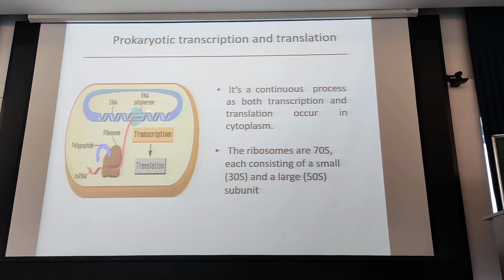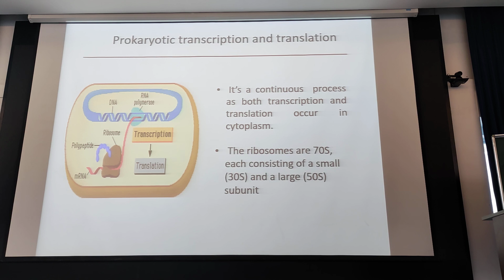So as a result, after the transcription factor, the RNA polymerase starts to synthesize the mRNA. While the mRNA is being synthesized, the ribosome can come and bind immediately to the mRNA and start to synthesize the polypeptide. So in the prokaryotic cell, transcription and translation happen continuously at the same time, and both occur in the cytoplasm. Okay.